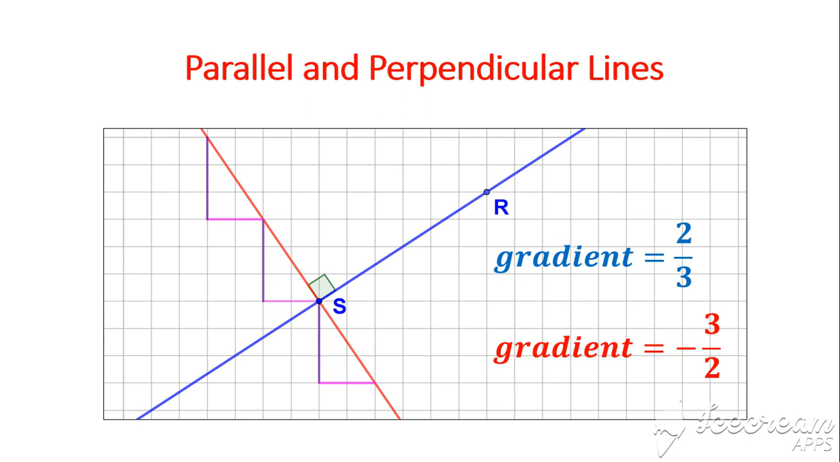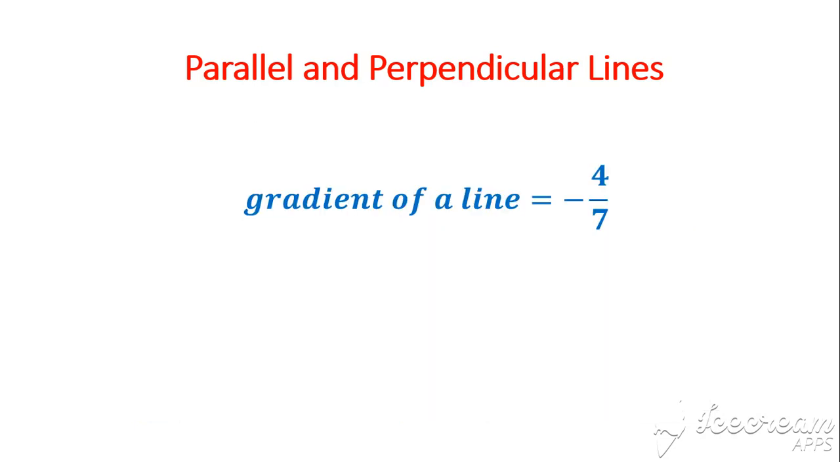So there is a connection between working out the gradient of the first line and the gradient of a perpendicular line. And hopefully you can see a really quick trick. We swap the 3 and 2 over, and if it was positive, we make it negative, or if it was negative, we make it positive. So let's go through some examples and see if you can pick up this trick.